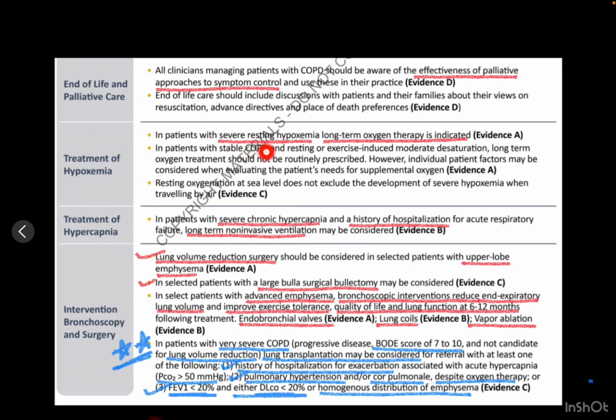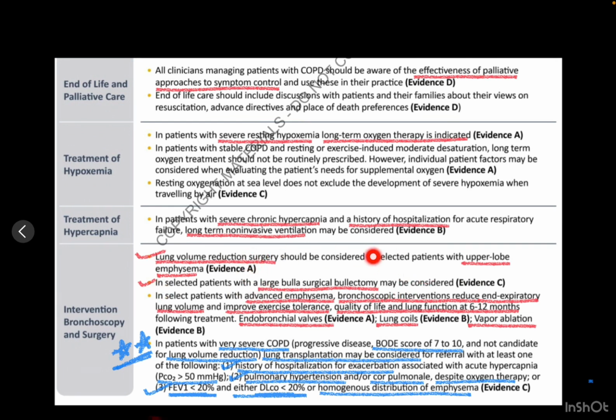They are talking about treatment of hypoxemia in patients with severe resting hypoxemia, where long-term oxygen therapy is indicated. Already we know these things. They are telling us about treatment of hypercapnia. For those patients, we give long-term non-invasive ventilation. This is an important thing. Next we will discuss intervention, bronchoscopy, and surgery. They are telling us lung volume reduction surgery should be considered in selected patients with upper lobe emphysema. So if there is upper lobe emphysema, then we can do lung volume reduction surgery.